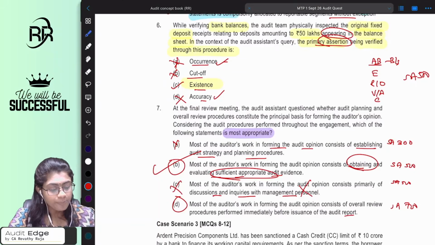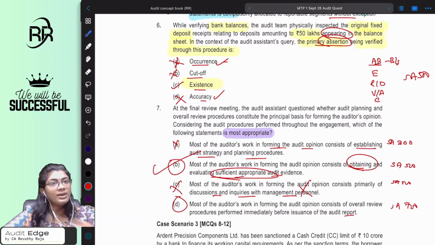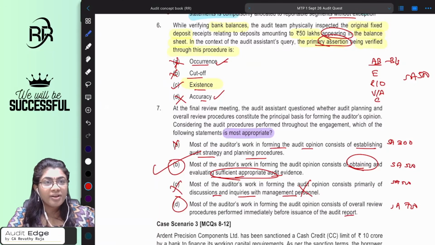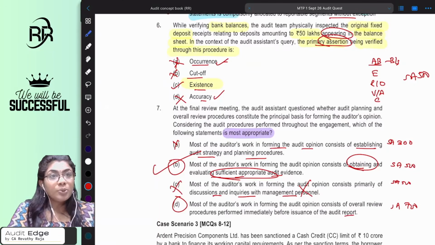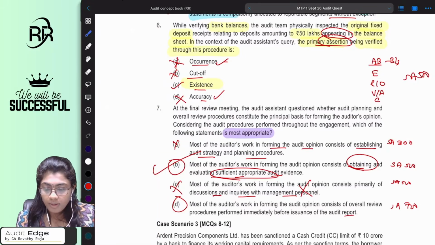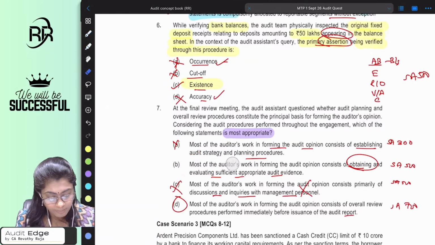Most of auditors' work comprises of obtaining evidence and evaluating the evidence obtained. You hear in SA 500, the auditor shall obtain sufficient and appropriate evidence and he shall evaluate. Are you clear? So the answer is B.